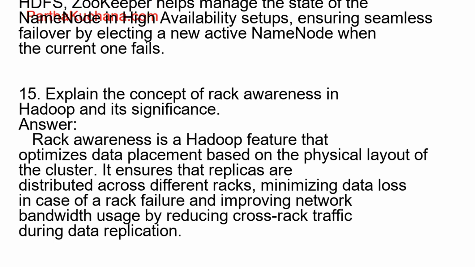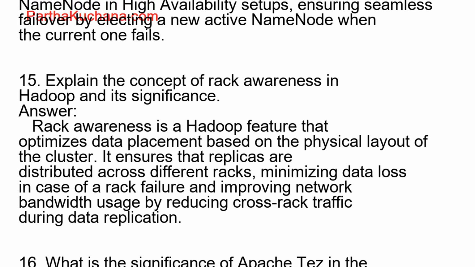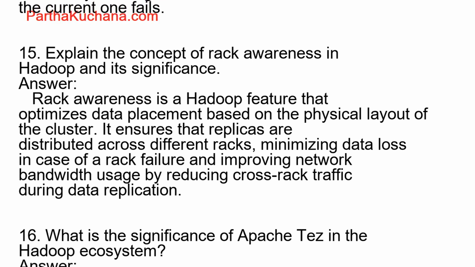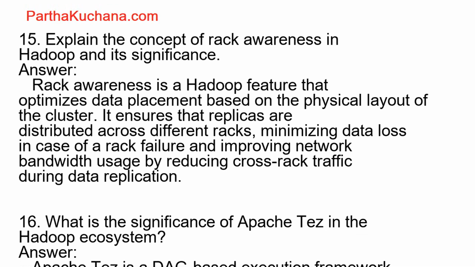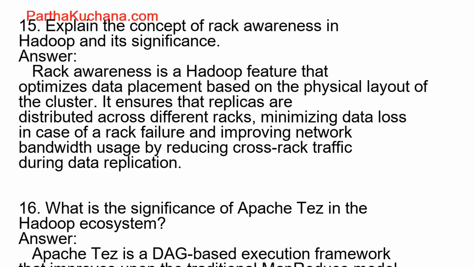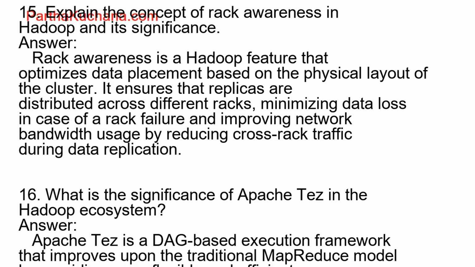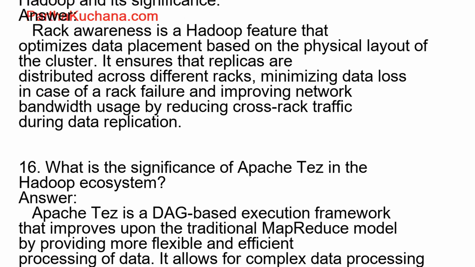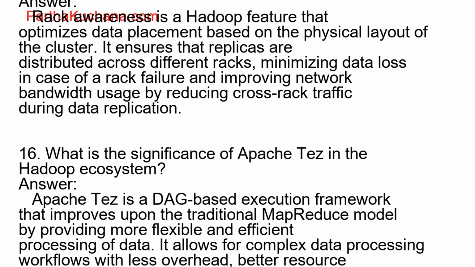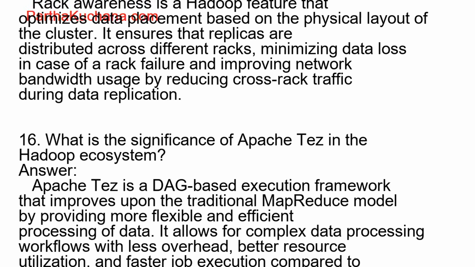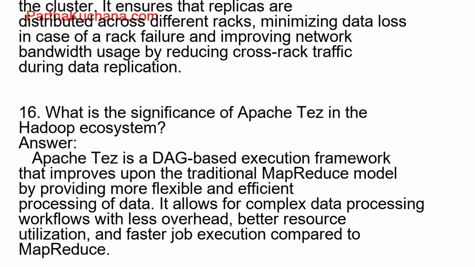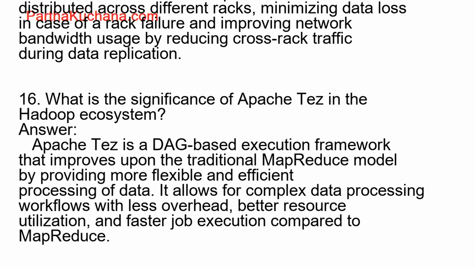17. How does Hadoop handle small files, and why is it an issue? Answer. Small files are problematic in Hadoop because each file's metadata is stored in the name node's memory. When there are too many small files, it strains the name node's memory, leading to inefficiency. To mitigate this, Hadoop provides the Hadoop Archive (HAR) feature, which combines small files into larger archives, reducing the load on the name node.